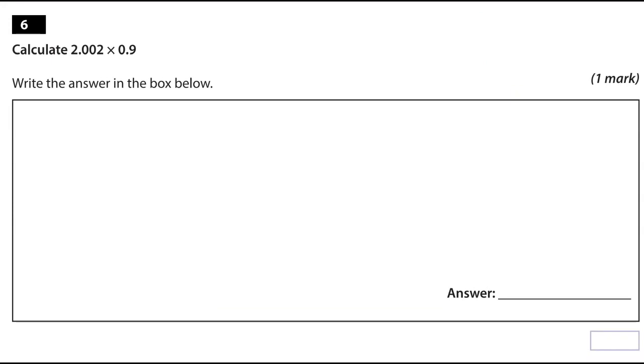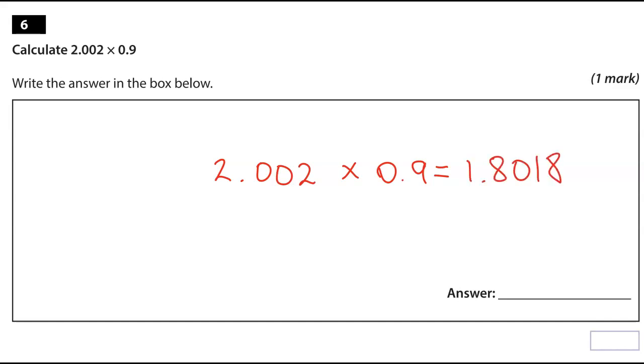Calculate 2.002 times 0.9. Write the answer in the box below. So in the calculator, you'll press 2.002 times 0.9, which gives us 1.8018.